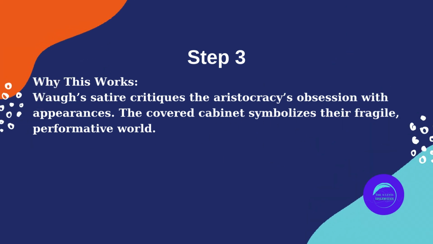Step 3. Effect. Waugh uses satire to critique the aristocracy's obsession with appearances. The covered cabinet symbolises how their wealth and status are merely decorative, hiding moral decay. The juxtaposition of Mrs. Beaver's strict rules and the unresolved row in the hall exposes the fragility of their constructed world.